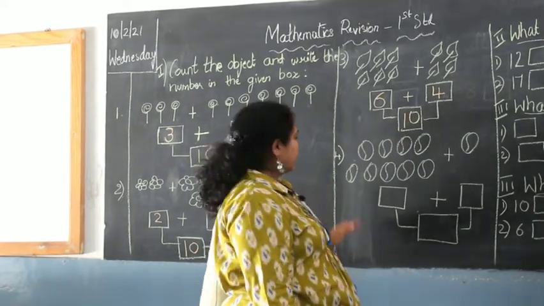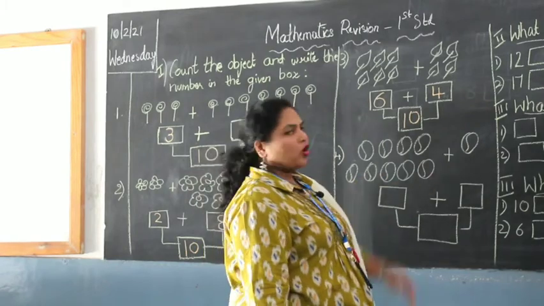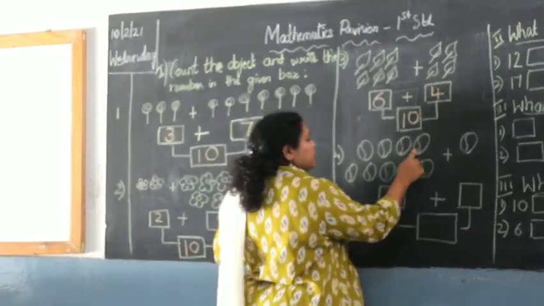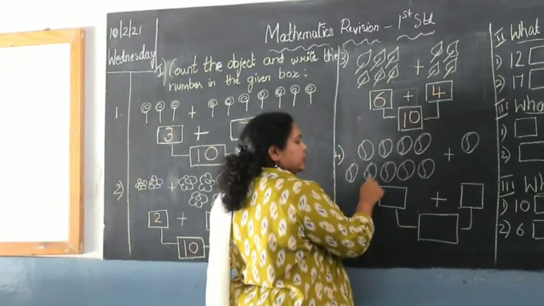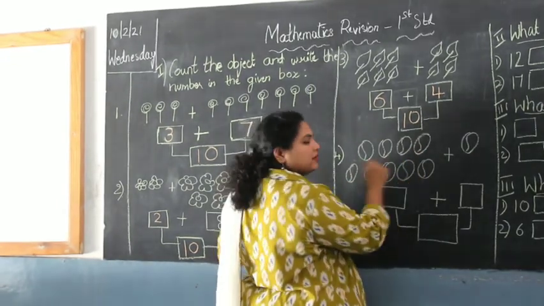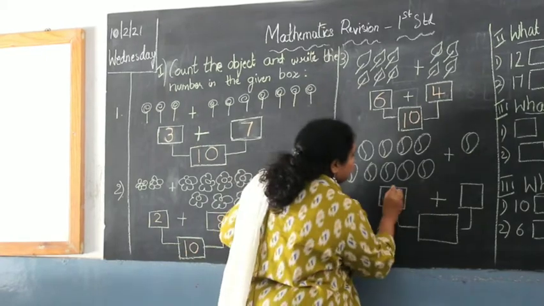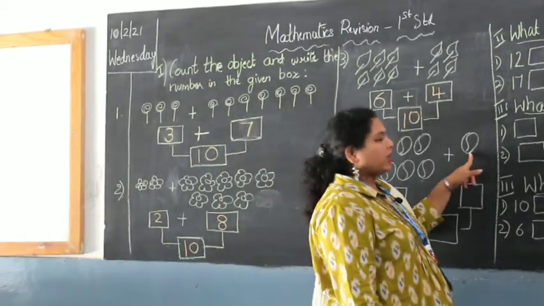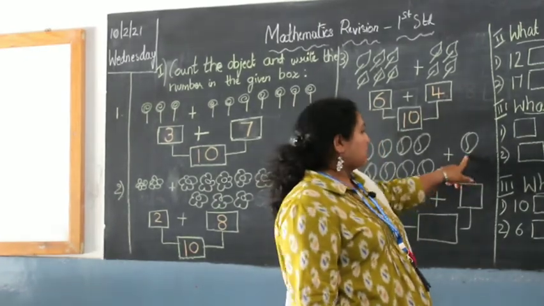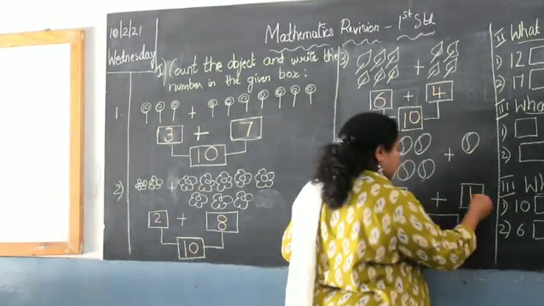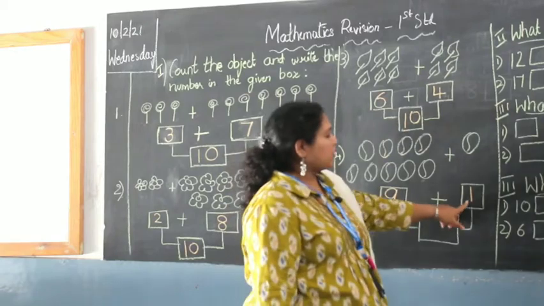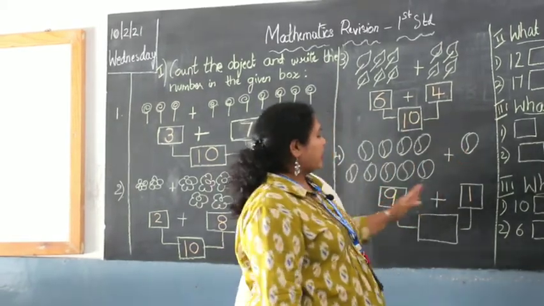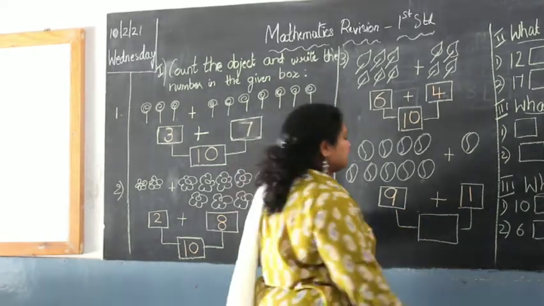So let's do the next one. We have balls. So let's count how many balls are there. 1, 2, 3, 4, 5, 6, 7, 8 and 9. We have 9 balls here, so I write 9 in the box. And this side we have 1. Only one ball, so I'll write 1 in the given box. So 9 plus 1 is how much? So let's put the balls together and see, 9 plus 1 is 10 again.